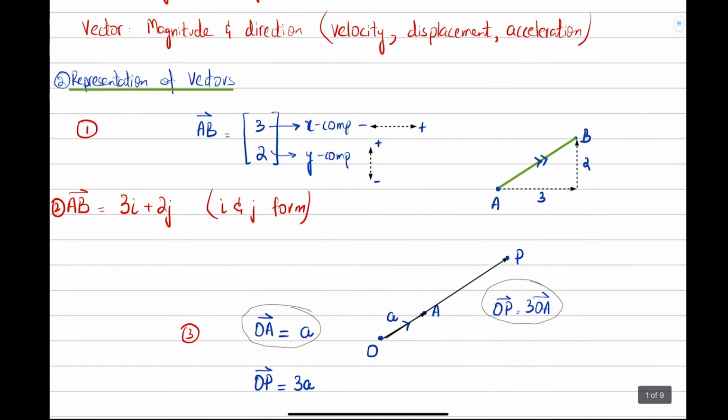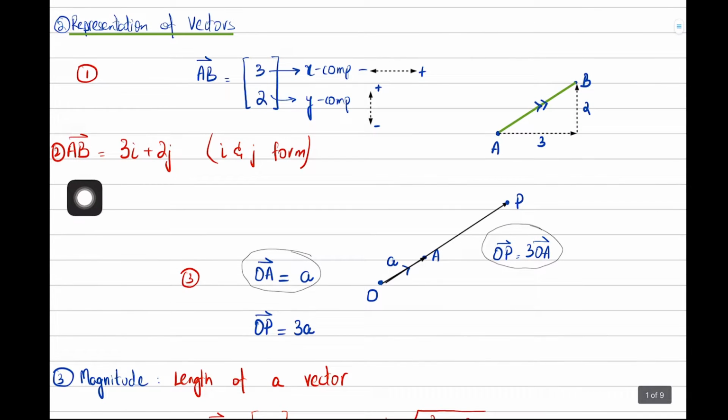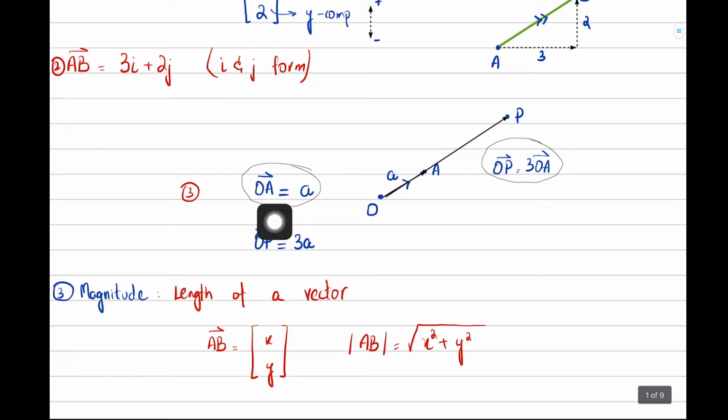And then how do you represent a vector? Well, there are three ways in which you can represent a vector. One is that you can write the x and y components separately. The other is that you write it in ij form, where i represents the horizontal component and j represents the vertical component. And the other is that you can use letters.